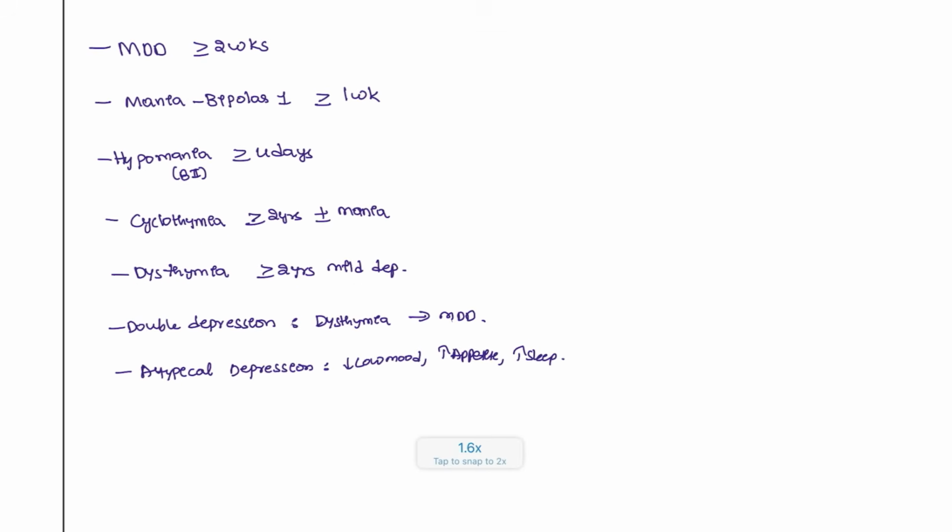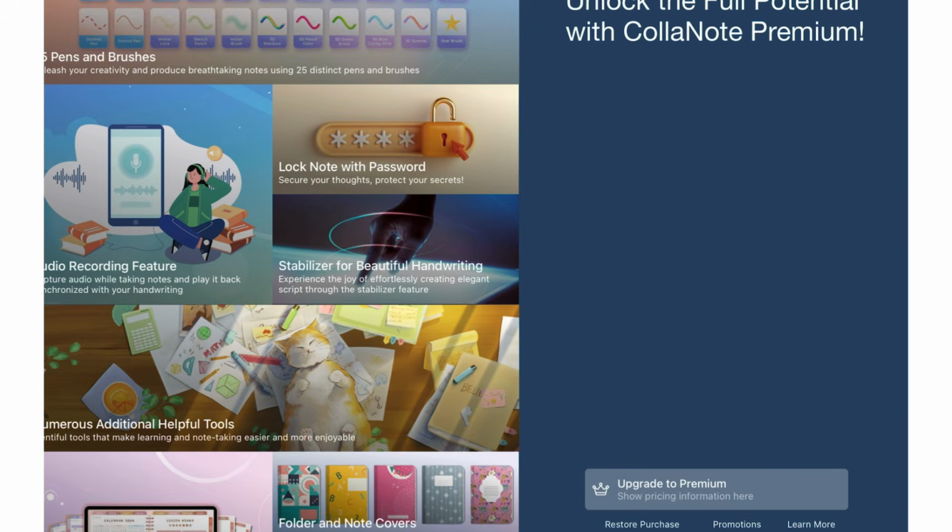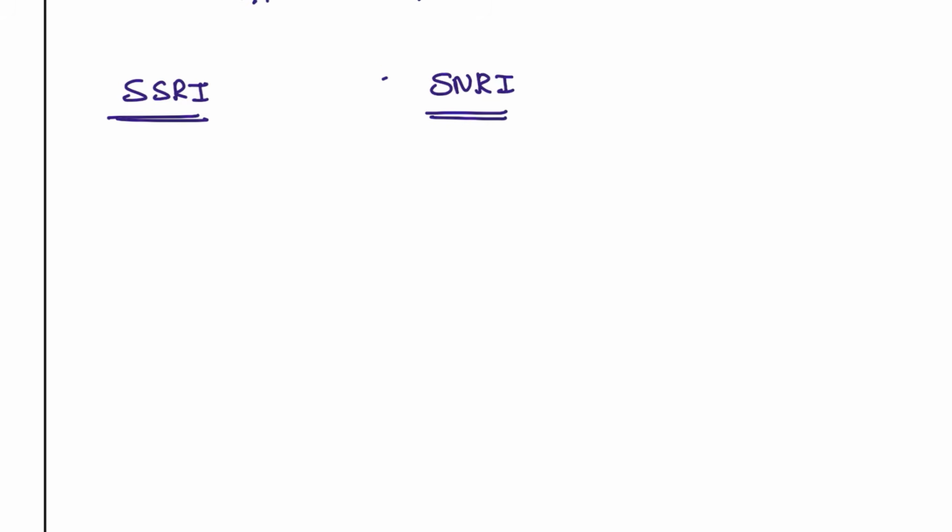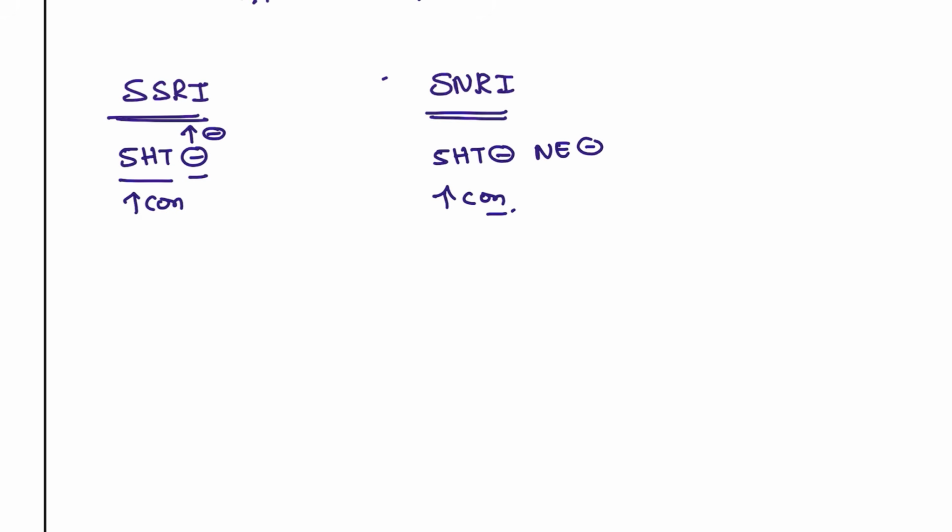Okay, next, in depression the treatment is very important. So we have SSRIs, right? These are serotonin reuptake blockers. Next, SNRIs, where serotonin and norepinephrine are blocked. In SSRIs, 5-HT serotonin uptake is blocked, and in SNRIs serotonin plus norepinephrine is blocked. When you block the reuptake, the concentration in the circulation is increased, because in depression patients it is decreased.